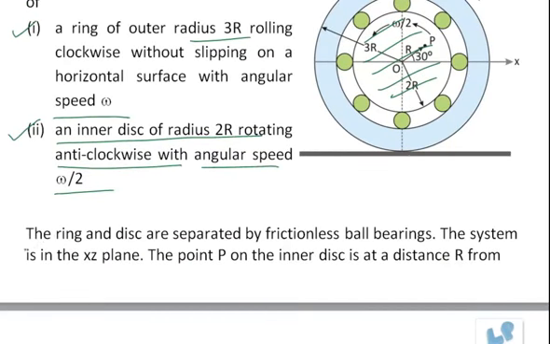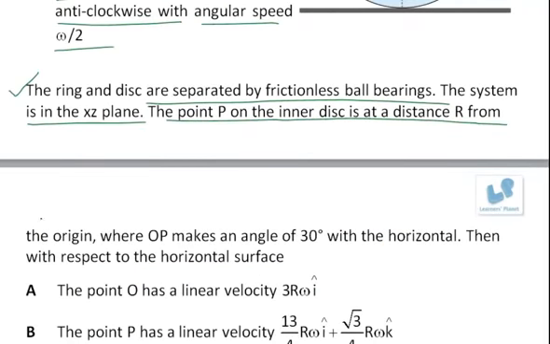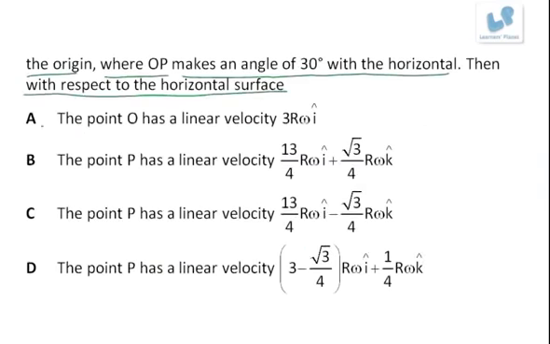Now the ring and disk, they are separated by frictionless ball bearing. So these are frictionless ball bearings. The system is in the xz plane. The point P on the inner disk is at a distance r from the origin, where OP makes an angle of 30 degree with the horizontal. Then with respect to the horizontal surface, we have to find out which of the following options is or are correct. Okay, you can have more than one option correct.